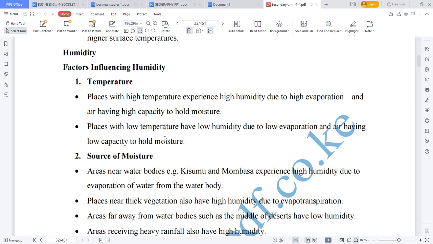Let's move to humidity. Factors influencing humidity. We are going to talk about the first one, which is temperature. What are the factors influencing humidity? The first one is temperature.